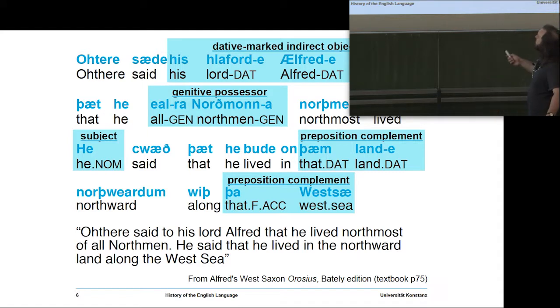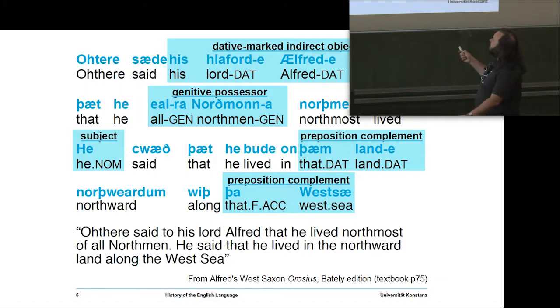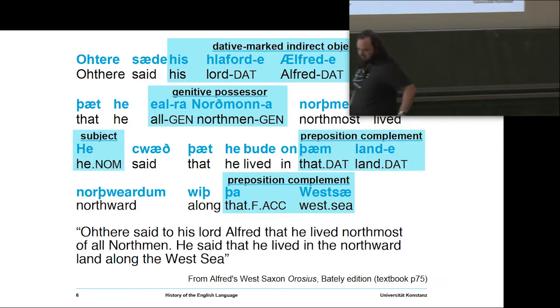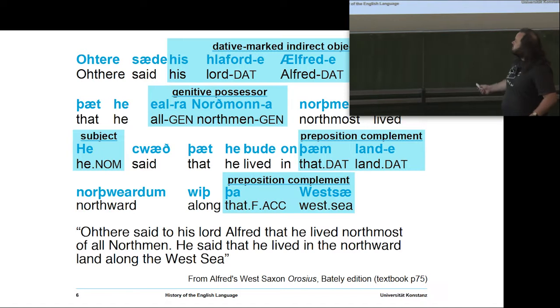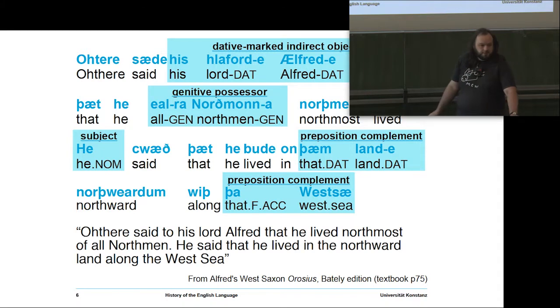So, of all Northmen, and here you've got distinctive genitive endings. This a ending is a genitive plural ending in this context. And if you look up the forms, that is one of the things that you will find. So, of all of the Northmen, he lived the northmost. Again, we've got a he, nice and simple, subject.